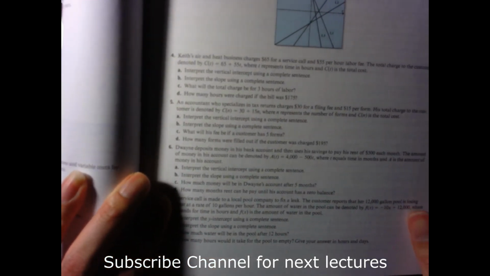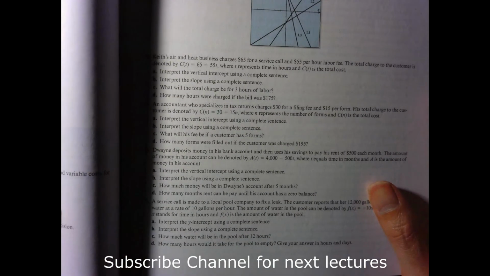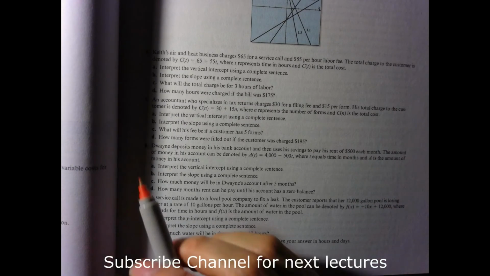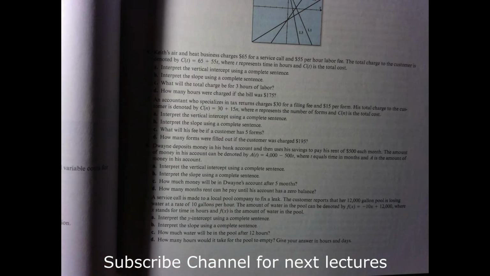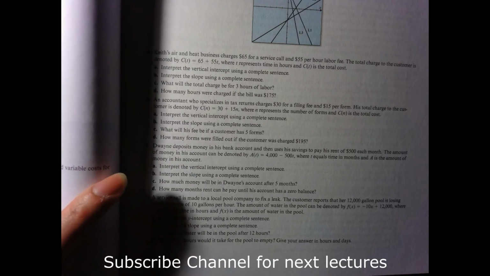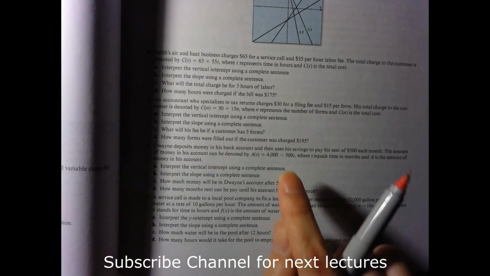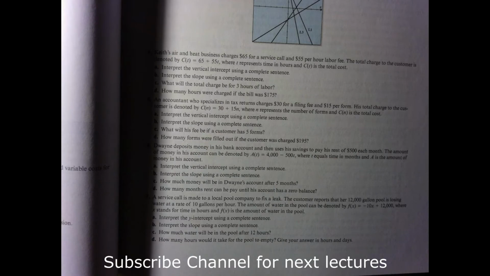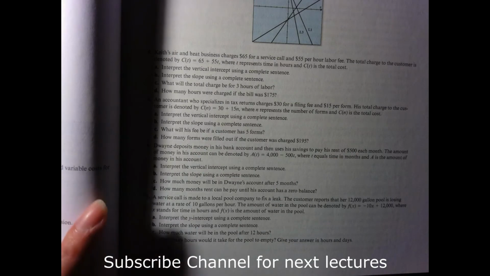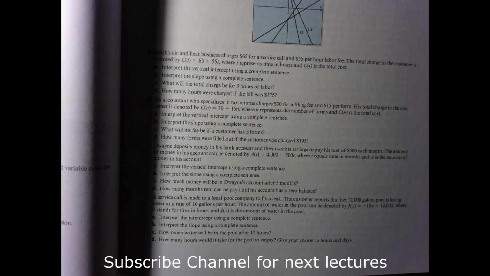Number 6 says: Dwayne deposits money in his bank account and then uses his savings to pay his rent of $500 each month. Remember, each month: the first month is 500, but by the second month you already paid 1,000. The amount of money in his account can be denoted by this function, where t represents the time in months and A is the amount of money in his account. Part A: interpret the vertical intercept using a complete sentence. What does it mean?